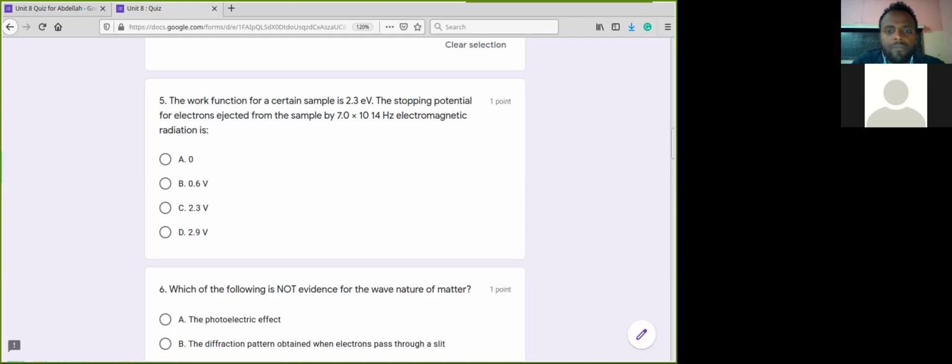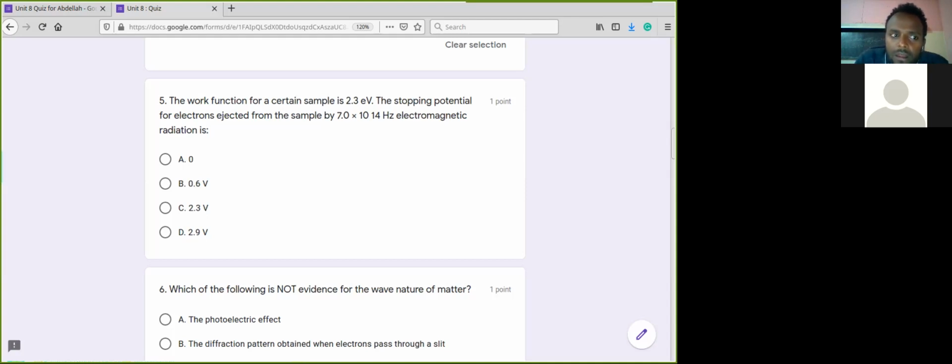Here the stopping potential is... Write the formula like this. hf is equal to the work function 2.3 electron volt plus the stopping potential times the charge on the electron. Yes? That is the maximum kinetic energy.